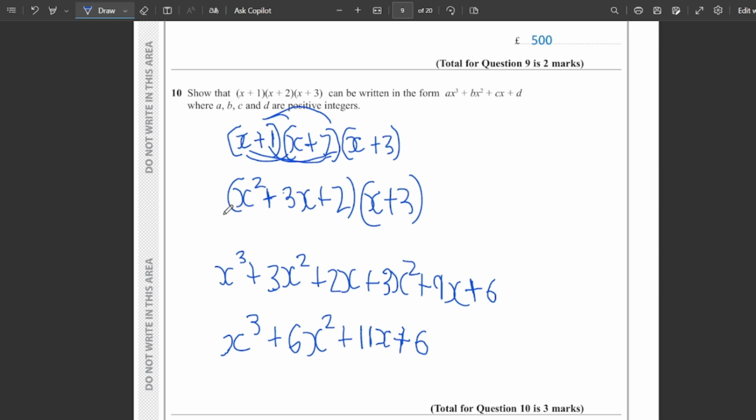And then to expand with this bracket, we simply make the first half times by x, and then we make the second half, all of it times by 3. So you should end up with x cubed plus 3x squared plus 2x plus 3x squared plus 9x plus 6. And simplifying, you should get x cubed plus 6x squared plus 11x plus 6, which is showing that it's in the same form. And you may be wondering where a is. There's no number here. However, there's like an invisible 1 here, as you probably will know.